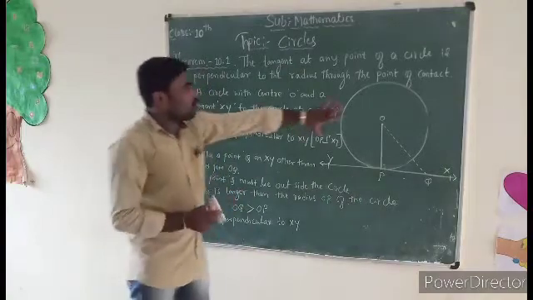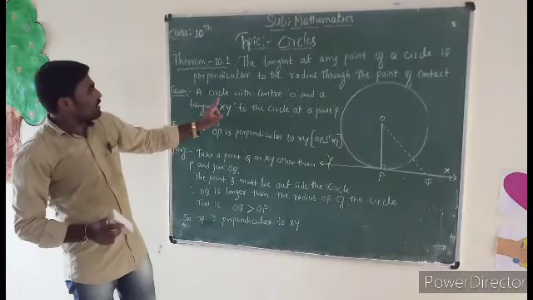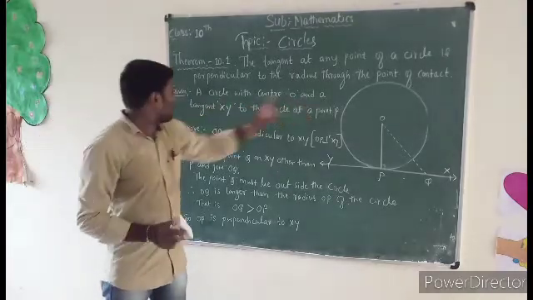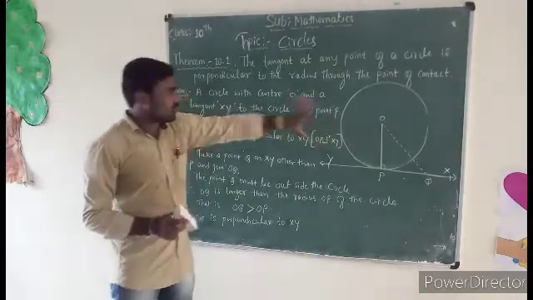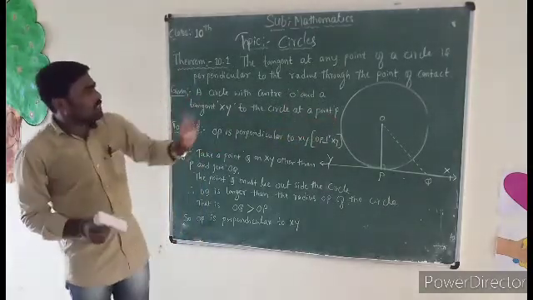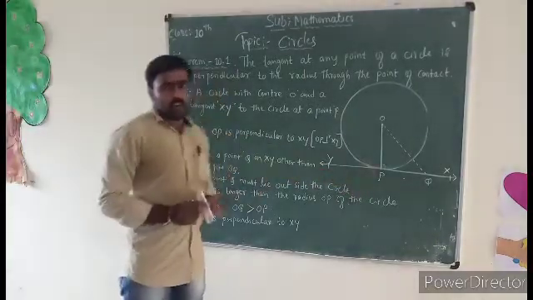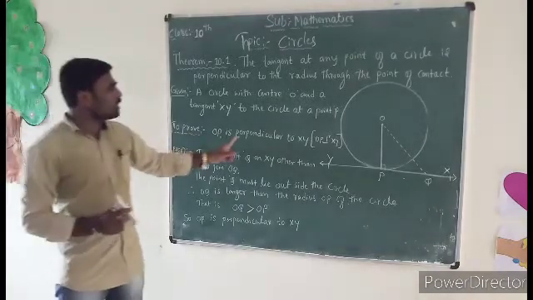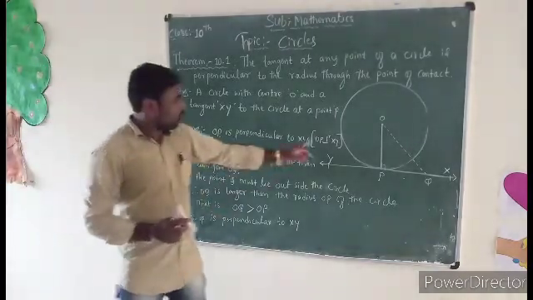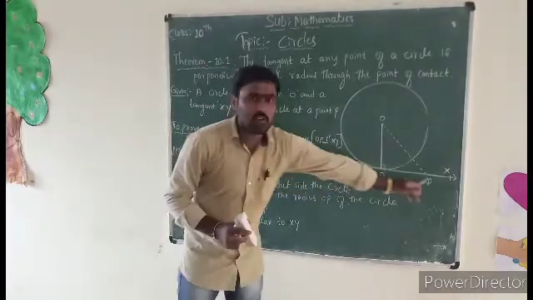Now, by the given data, A is a circle with center O and a tangent XY to the circle at a point P. So this is what is given: a circle with center O, a tangent XY, and P is the point of contact. Now what do we have to prove? To prove OP is perpendicular to XY.